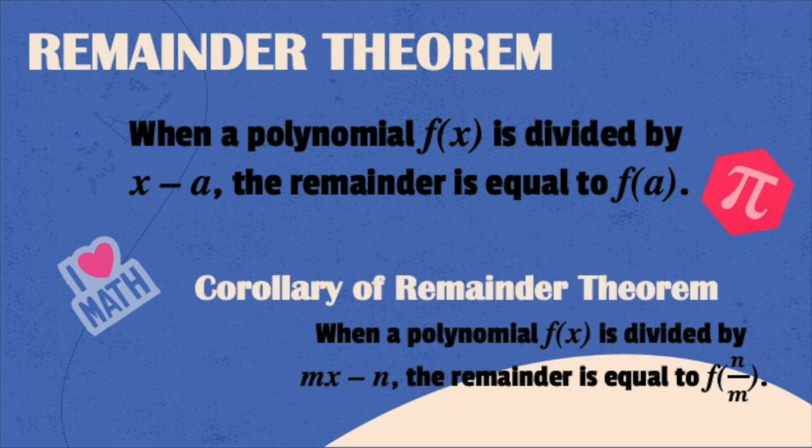Now, the corollary statement of the remainder theorem is: when a polynomial f of x is divided by mx minus n, then the remainder is equal to f of n over m. This applies to a divisor binomial that has a leading coefficient, which means the constant to evaluate at must be a fraction.